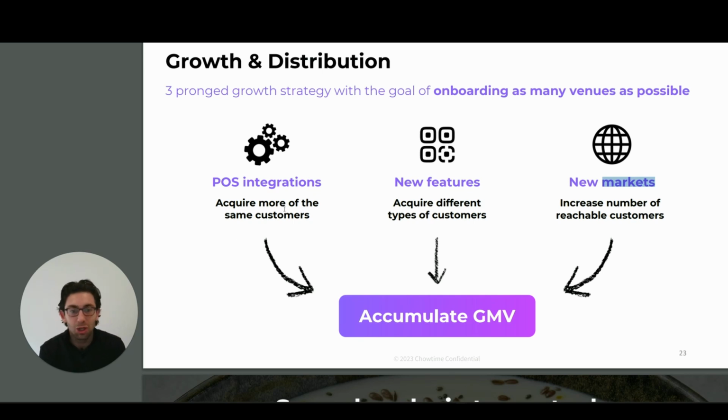What's our go-to-market strategy? What marketing channels are we pursuing? Now, just very briefly walking through this, in order to onboard a restaurant, we need to integrate with our point of sale system, meaning when someone places an order on our app, the order is sent to their point of sale system automatically, and a ticket is automatically printed in the kitchen.